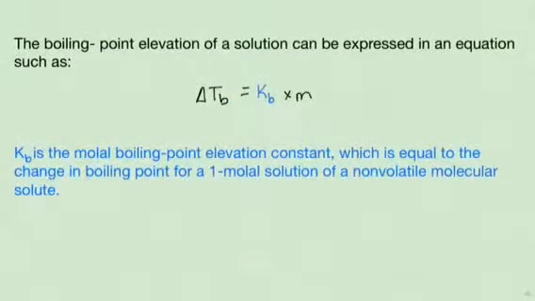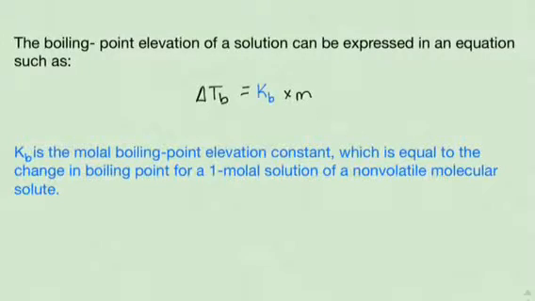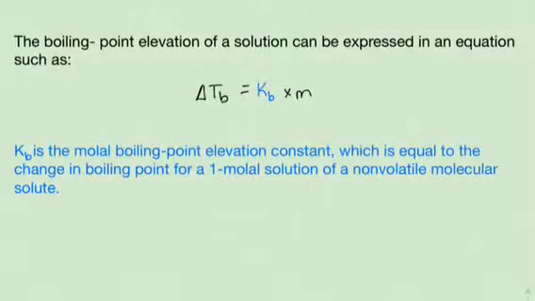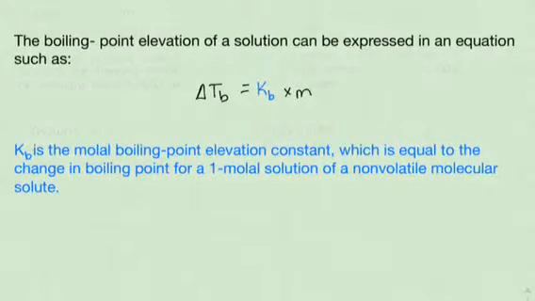The boiling point elevation of a solution can be expressed in an equation such as delta TB equals KB times m. KB is the molal boiling point elevation constant, which is equal to the change in boiling point for a 1 molal solution of a non-volatile molecular solute.